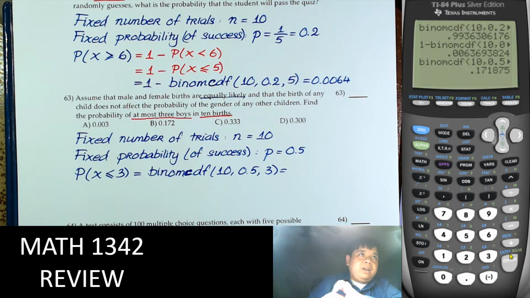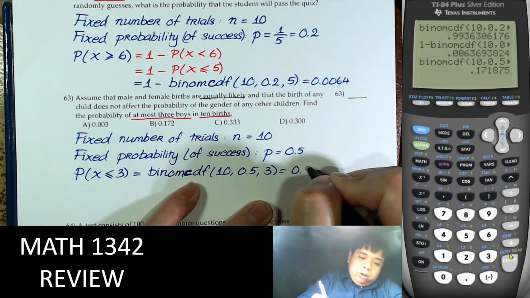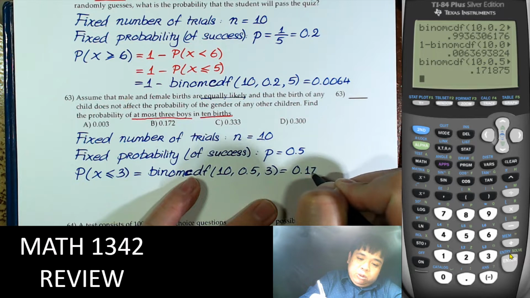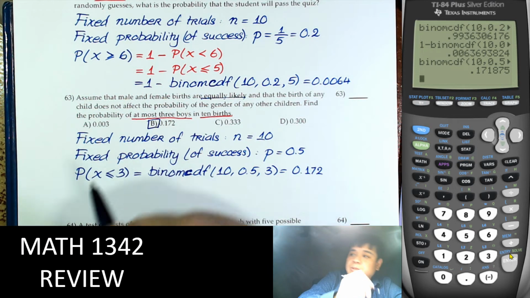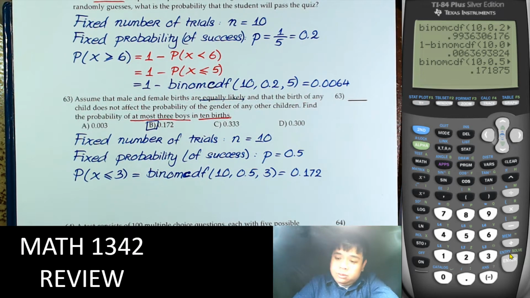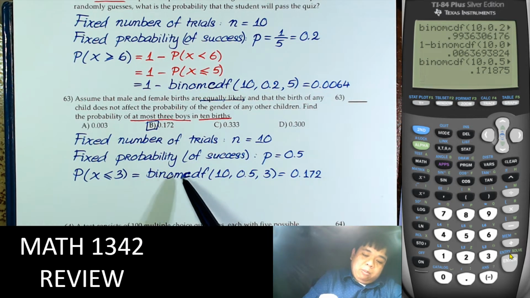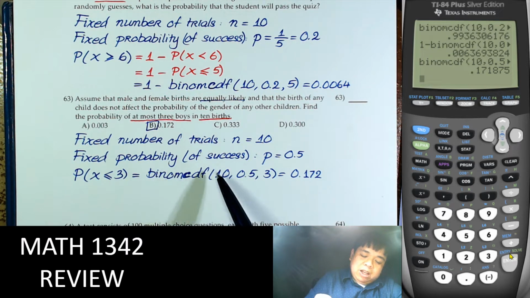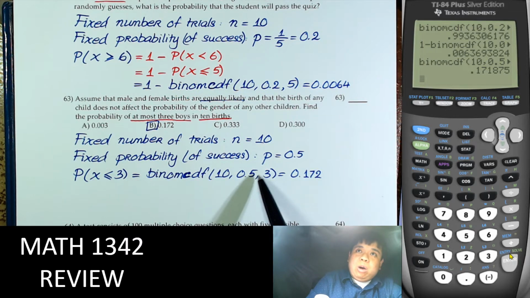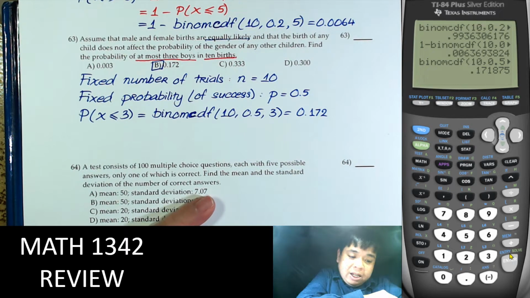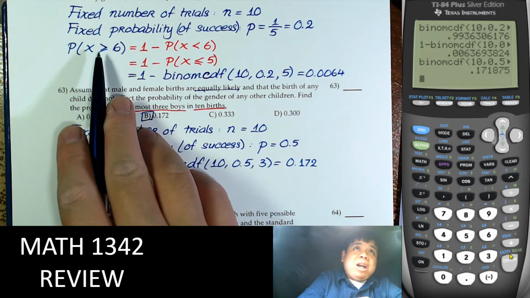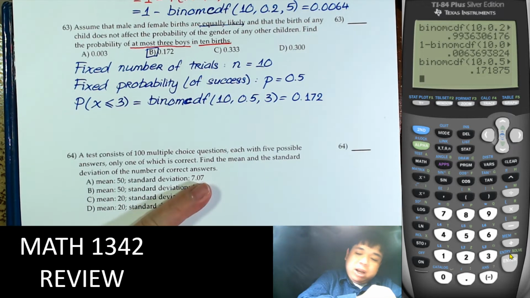Right, and we have 0.172. Once again, binomial CDF is a probability distribution from 0, 1, 2, all the way to whatever that number is. So it's less than or equal to. If it's greater than or equal to, we need to convert this back.